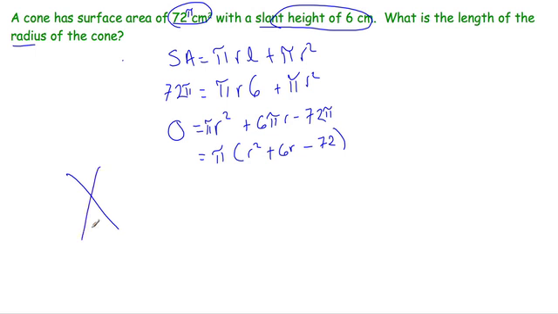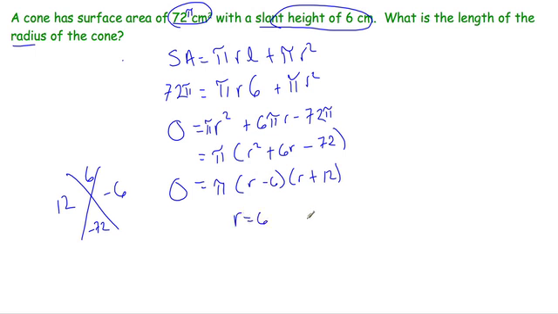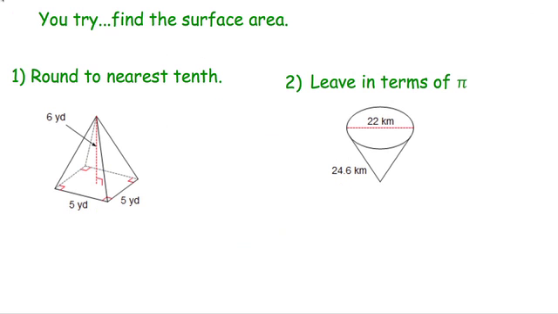Now we can factor -72 and 6. I believe that's 12 and -6. So r minus 6 or r plus 12 equals 0. Set each equal to 0 and solve. This is obviously going to be r is 6. This is going to be r is -12. Can I have a negative radius? No, so my answer is 6. All right. So stop the video and try these.